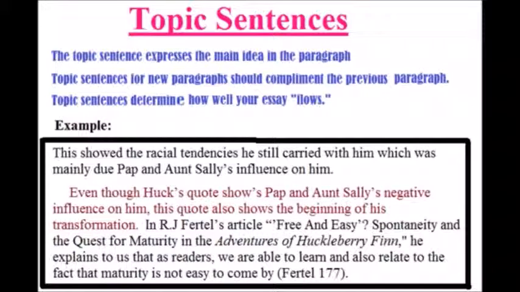The topic sentence is the sentence in the red in the example. At the end of the first paragraph, I was talking about how Pap and Aunt Sally influenced Huck. In the first sentence of the second paragraph, I continue to mention Aunt Sally and Pap. However, I connect the information I have previously delivered into a whole new topic, Huck's transformation.